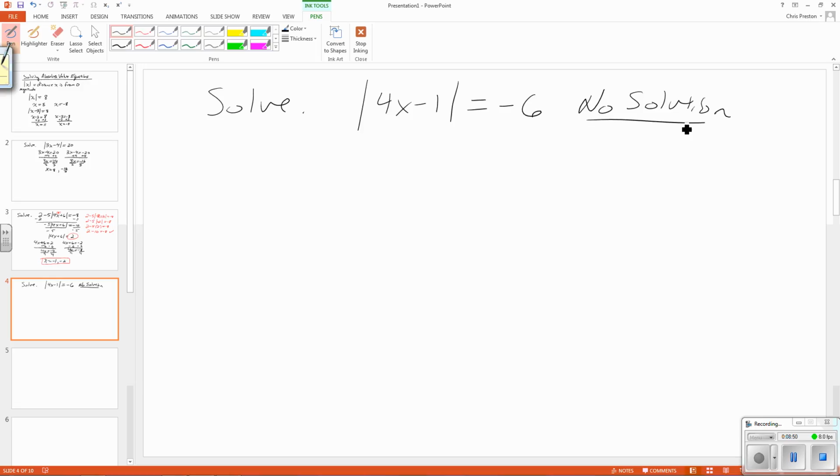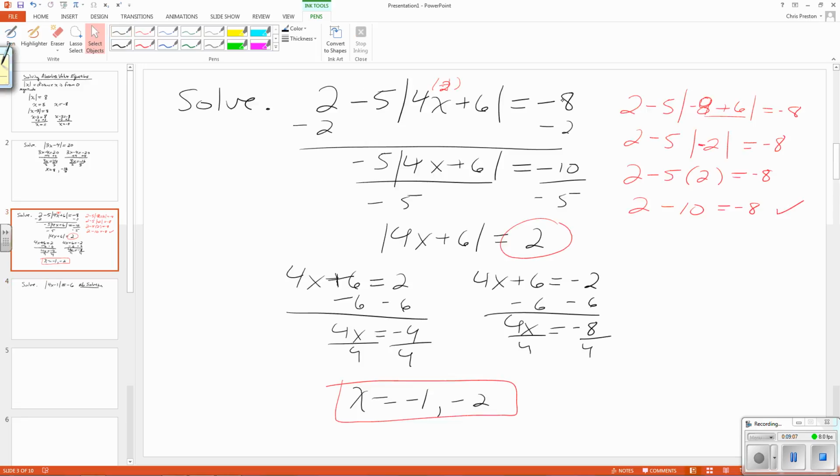Not going to work. And the reason why is you cannot take the absolute value of something and get a negative. Absolute value is always the size of the number, but no negative sign. So, the smallest it can be is 0. Can't ever be a negative number. You might look at this previous example. Notice I had a -8 here, but that's because the absolute value wasn't by itself.